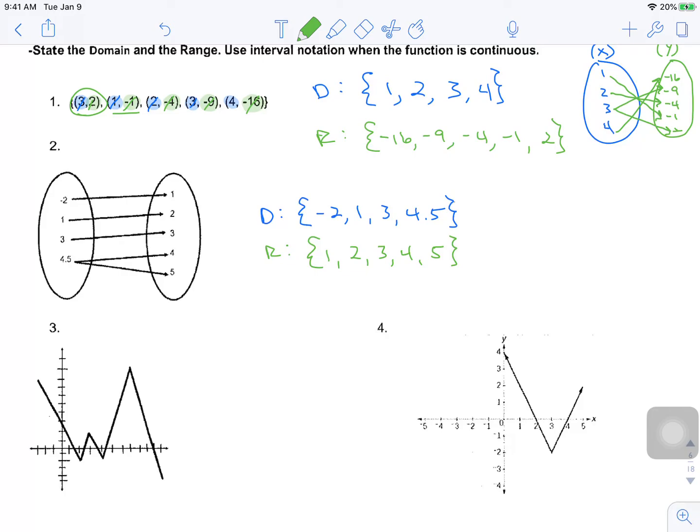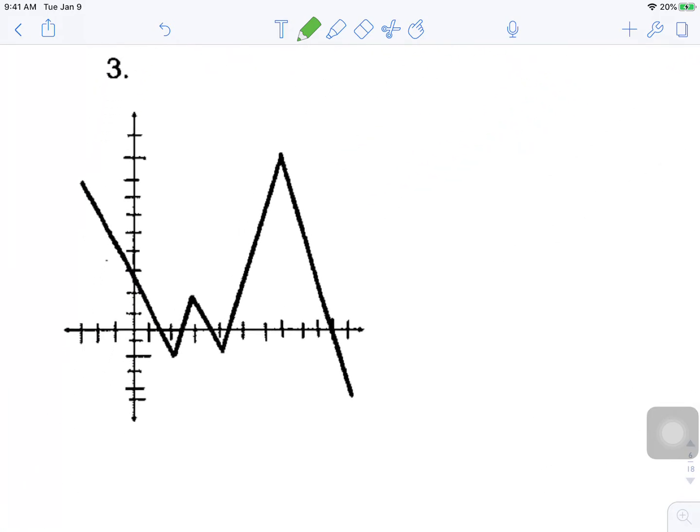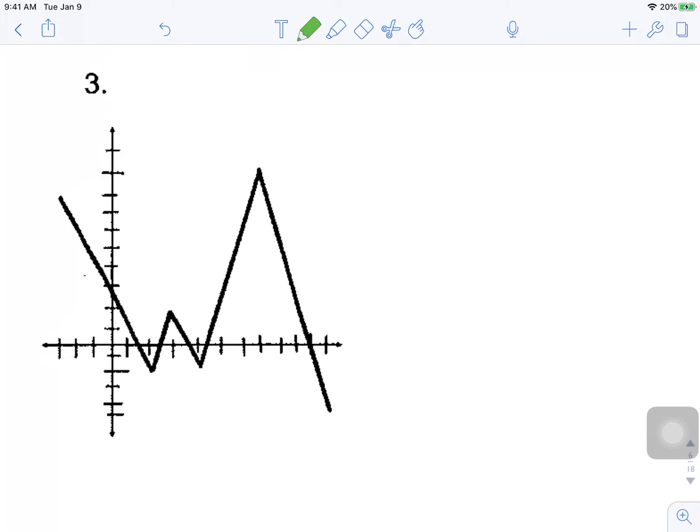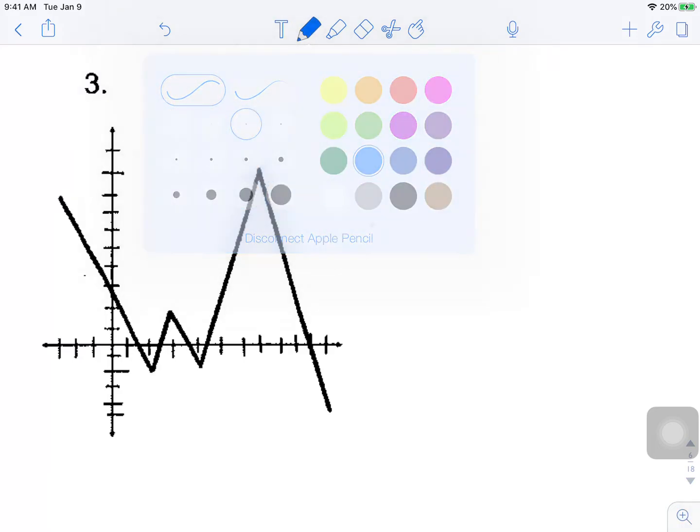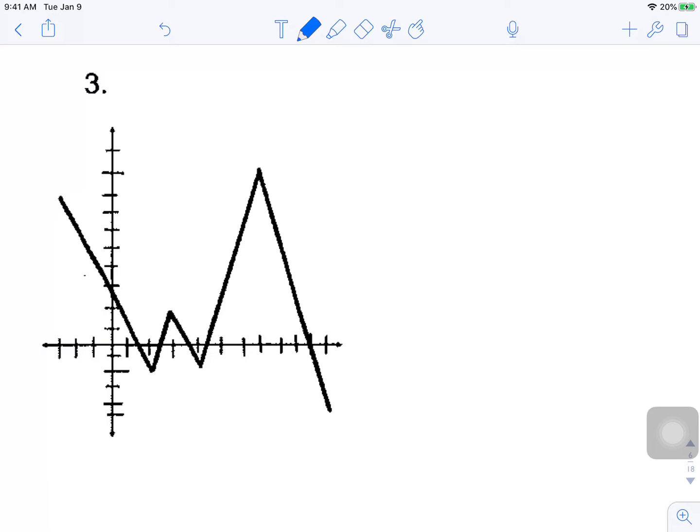Okay? If we take a look at number 3, this is a continuous function. It keeps going on. So this is what we were talking about. We need the interval notation that Mrs. Bartness talked to you about. So the domain represents, again, the x values. So we need to look at what values of x are represented from this function. I'm going to highlight this point and that point because those are the two end points.